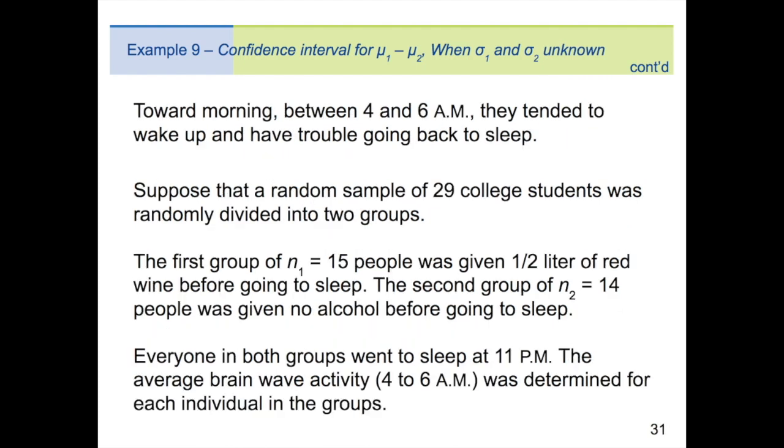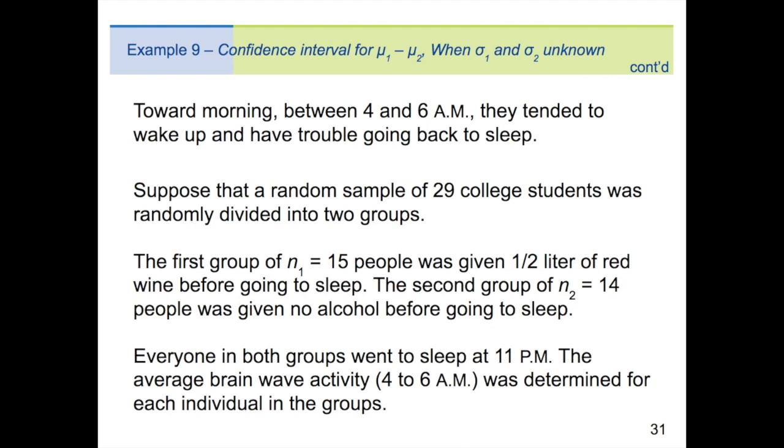Toward morning, between 4 and 6 a.m., they tended to wake up and have trouble going back to sleep. Suppose that a random sample of 29 college students was randomly divided into two groups. The first group of n sub 1 equals 15 people was given half a liter of red wine before going to sleep. The second group of 14 people was given no alcohol before going to sleep.